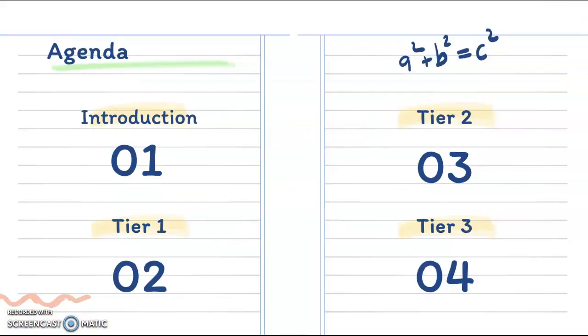So this is a little bit of an overview of what I'm going to be talking about. I'm going to give y'all an introduction about what RTI is, and then I'm going to talk about each of the different tier levels that go into that.